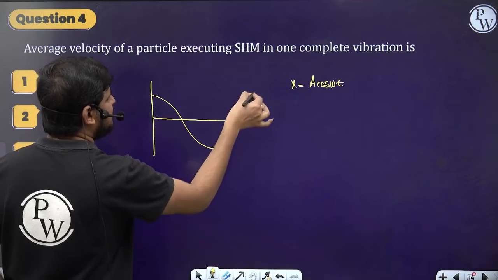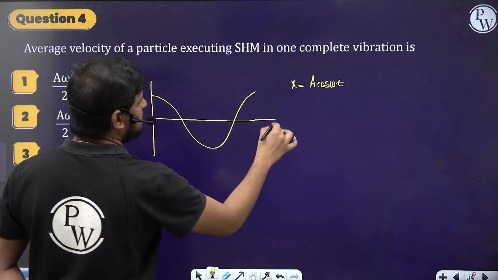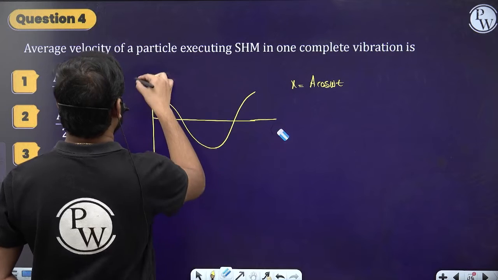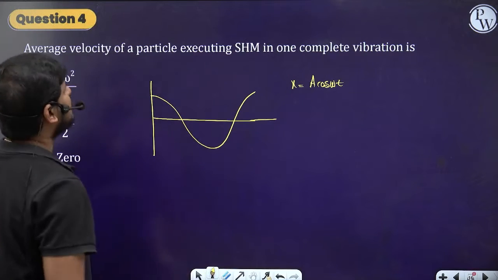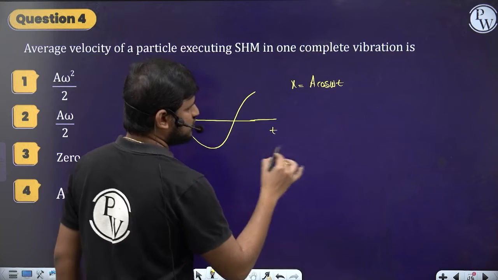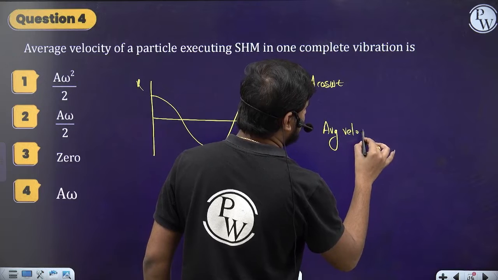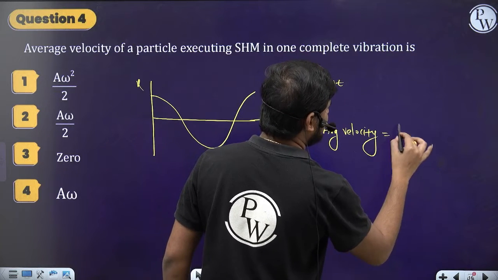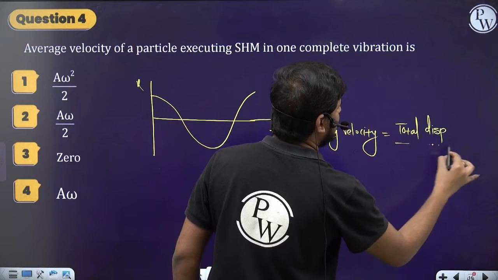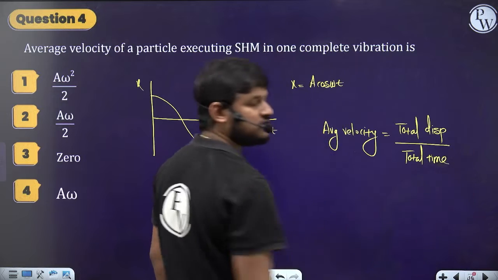Okay, then the equation for this will become like this. So this is an x versus t curve. Then the total average velocity. What is the average velocity? The average velocity is equal to the total displacement by total time.